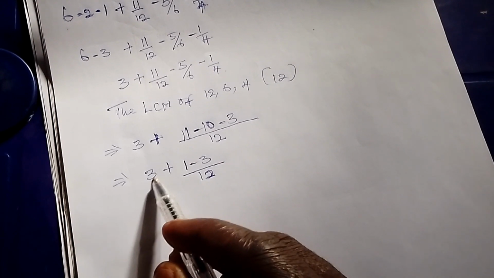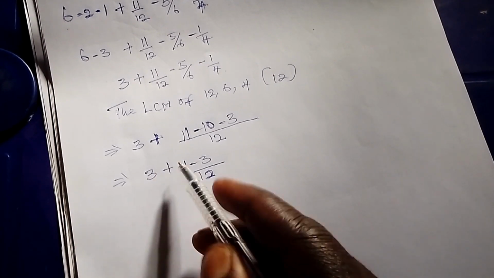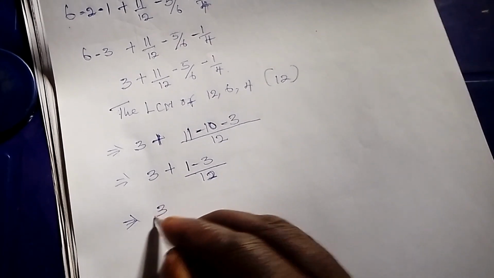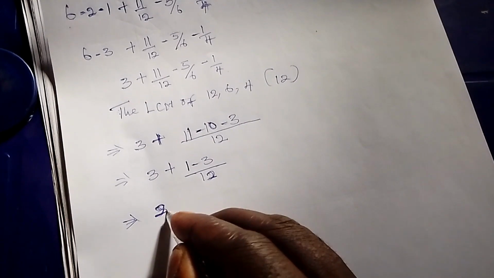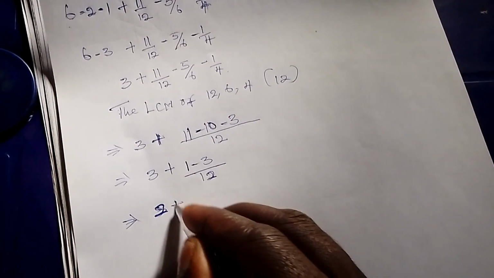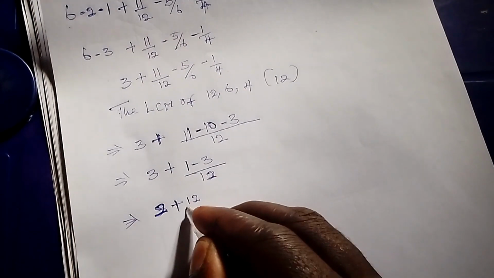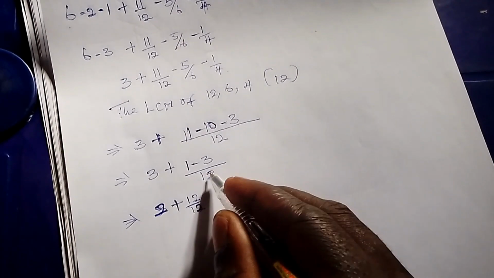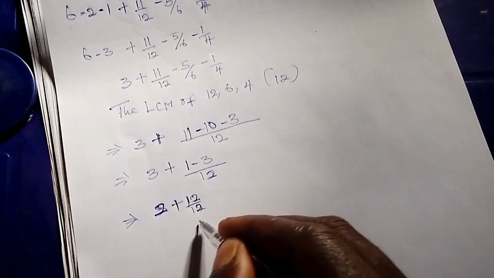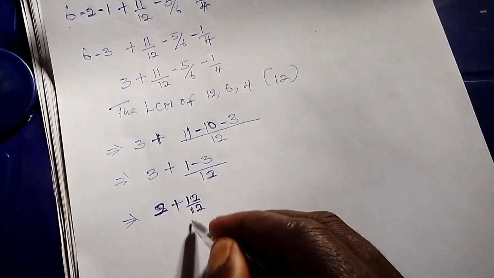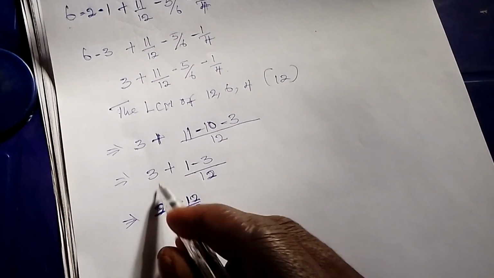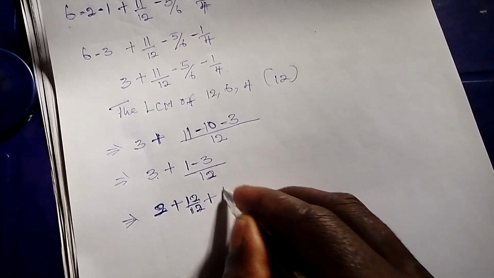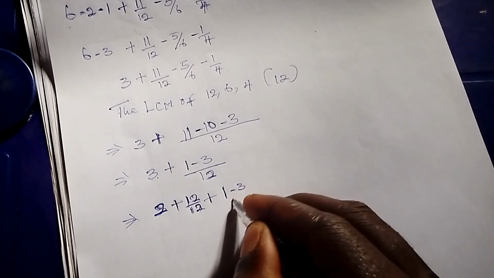What do you do? You come to this whole number and split it into 2 equal parts. This is 2 plus 12 all over 12. Why do I use 12? Because the denominator here is 12. So 12 all over 12, I have not changed anything. You know that 12 divided by 12 is 1. 1 plus 2 will give us 3. So I have not changed anything here. Plus 1 minus 3 all over 12.